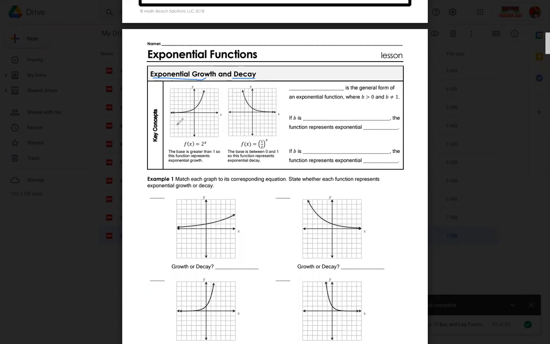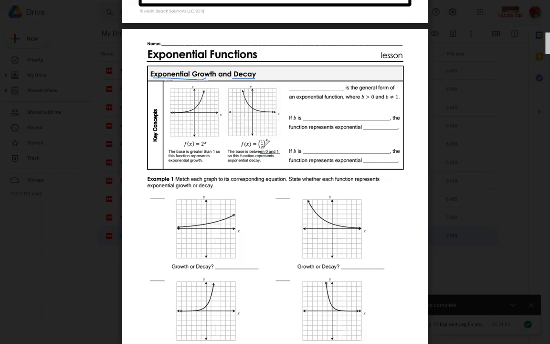Growth, if you look at this left side right here, it basically tells you that the base is greater than 1. So this function represents a growth. Basically, you're looking for any number greater than 1, and anytime this number is greater than 1, you can consider it a growth. And then a decay is between 0 and 1. So any fraction or decimal type numbers right here will give you a decay.